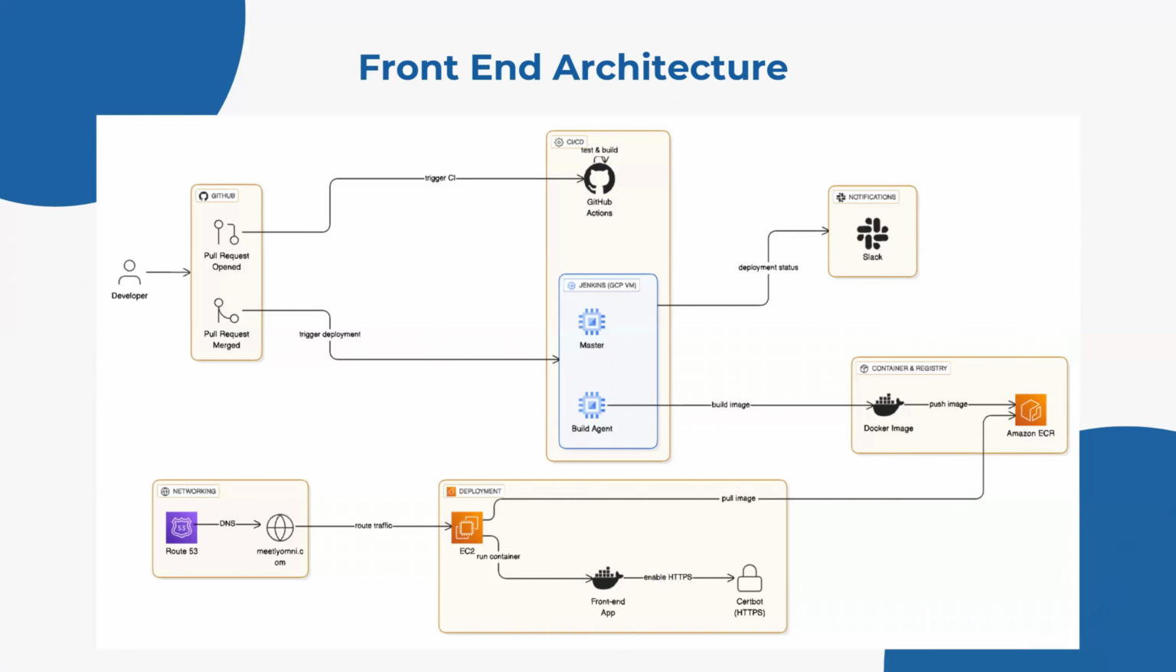For networking, we have configured Route 53 so that our domain points to the front-end. And finally, we have also integrated Slack notifications to confirm when deployments are successful. So in short, developers commit their code, Jenkins builds and ships the container to ECR, EC2 serves it, and Route 53 makes it accessible under our domain. Next slide, please.